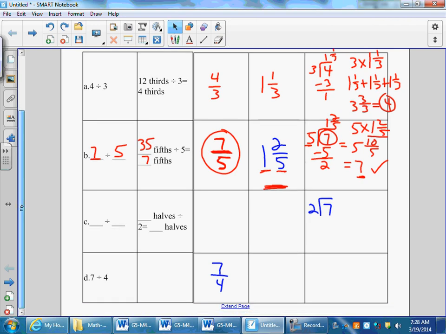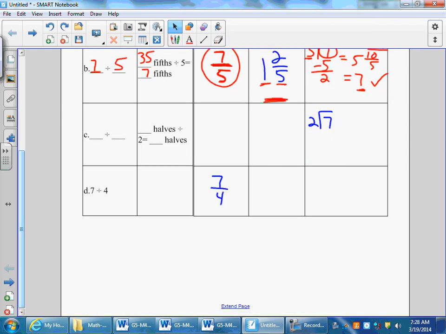Letter C. What I do have is my standard algorithm. Let's solve it. 7 divided by 2 is 3. 3 times 2 is 6, with 1 left over.